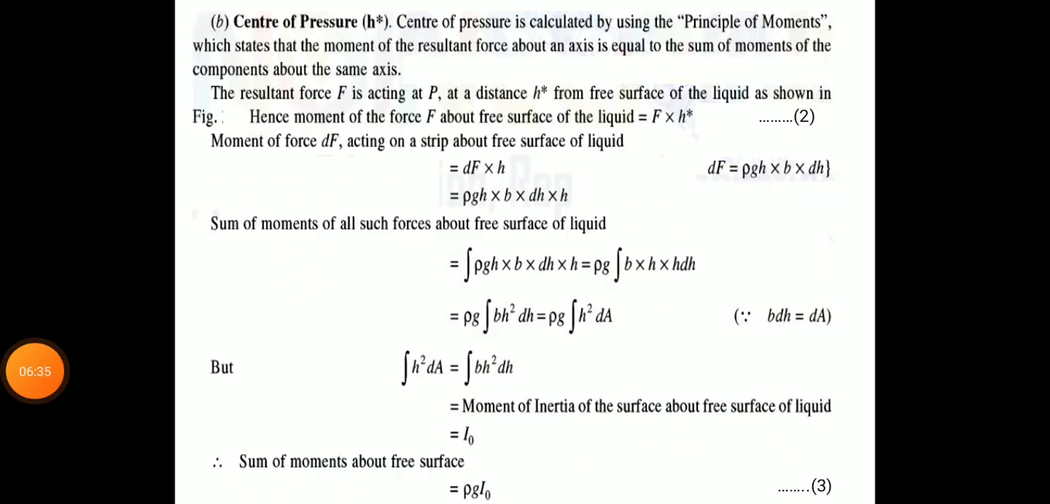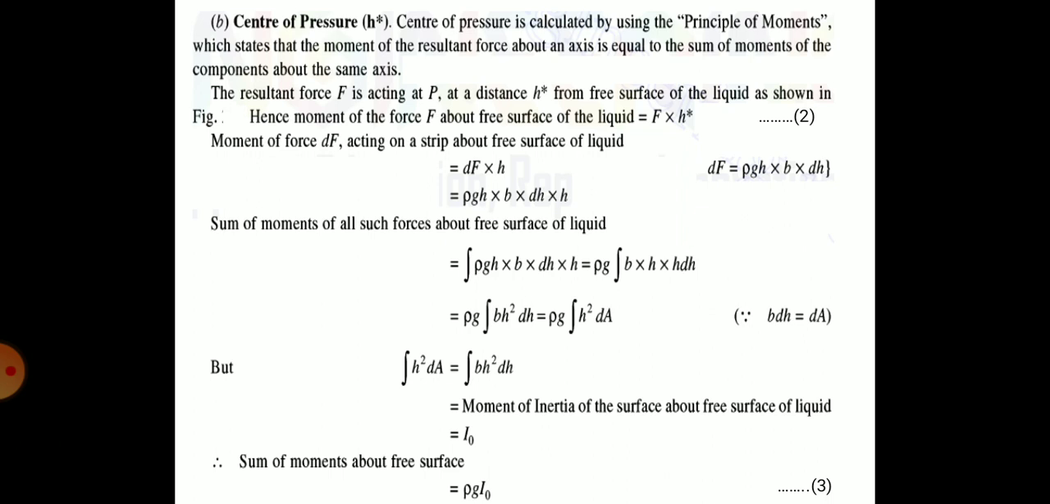Then second, the center of pressure. The center of pressure is calculated by using the principle of moments. The principle of moments states that the moment of the resultant force about an axis is equal to the sum of moments of components about the same axis. The resultant force F is acting at P at a distance H star from the free surface of the liquid as shown in the figure. Hence, the moment of the force F about the free surface of the liquid is equal to F into H star.